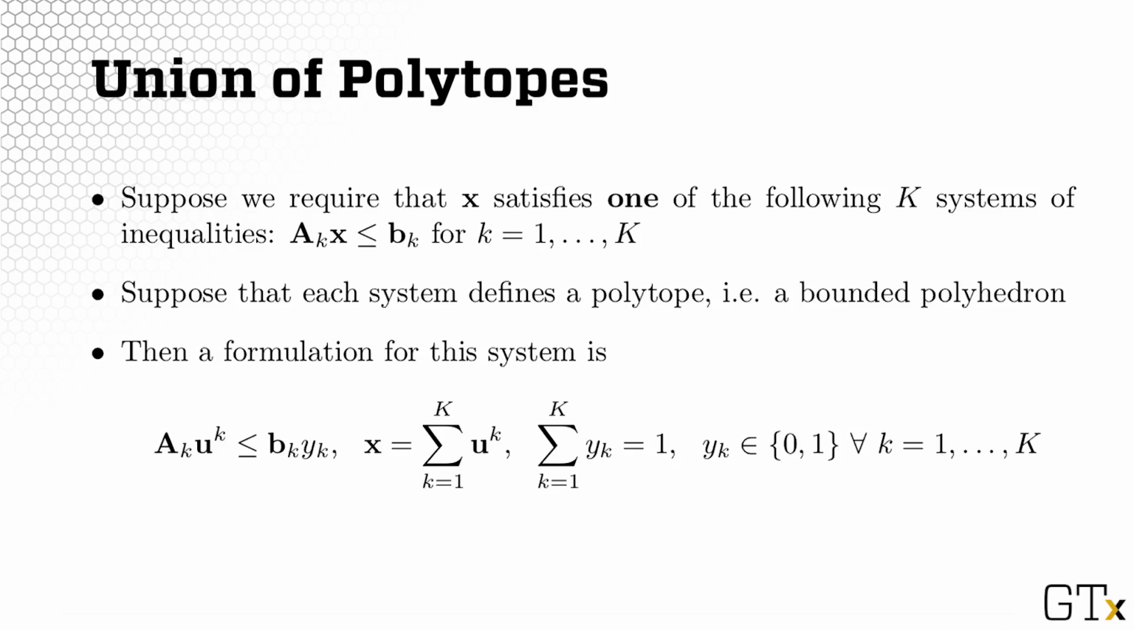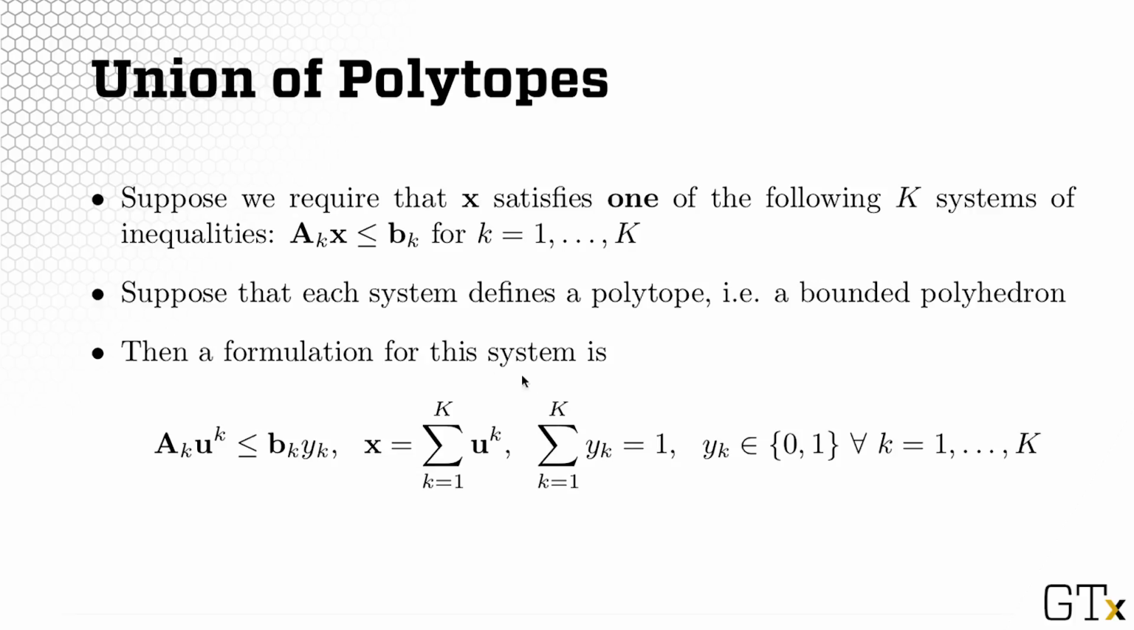Okay, so suppose now we want to require a slightly more complex situation where we require that x satisfies one of the following k systems of inequalities. So we have several systems of inequalities, Ak x less than or equal to bk. Here A is a matrix, x is a vector, bk is a vector. And suppose that each of these systems defines a polytope, that is a bounded polyhedron.